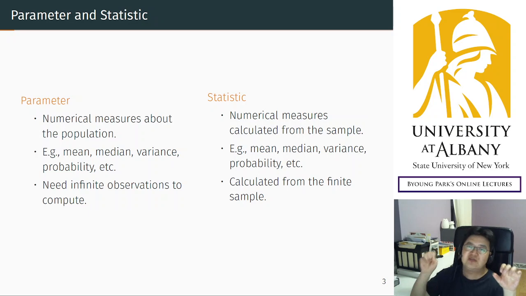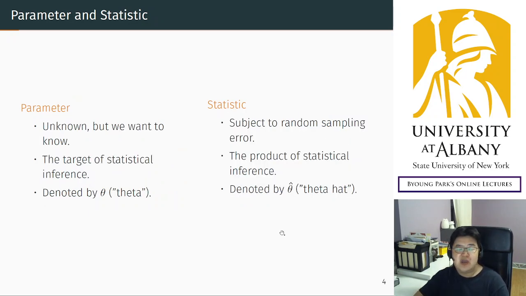You are going to use some statistic to guess the parameter. So statistic will be your weapon, your tool to answer the question, right? And so important properties, characteristics of them are, the parameters are usually unknown. So we are studying statistical inference because we do not know the population. If you know the population, then you don't need statistics.